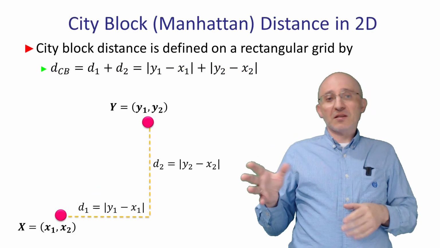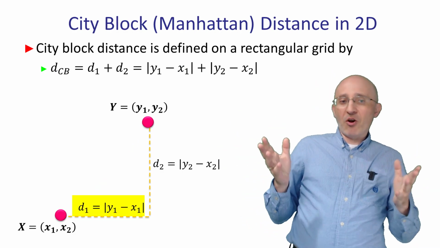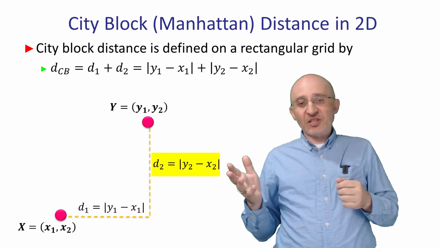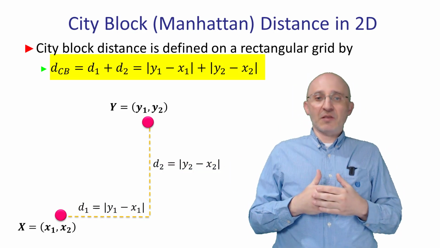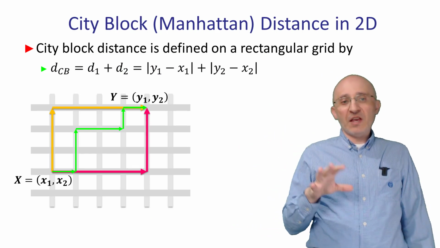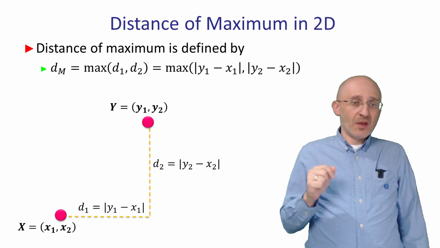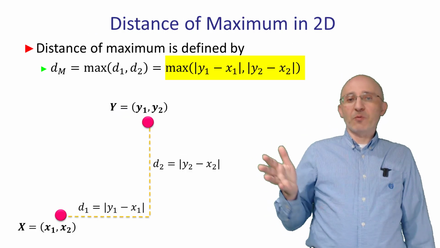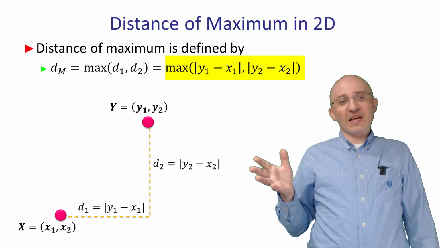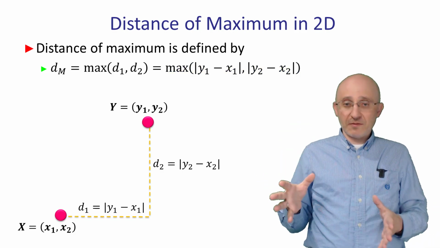For city block distance, we need to compute the sum of absolute differences in both dimensions. The absolute value of y1 minus x1 plus the absolute value of y2 minus x2 will be the difference that we are looking for. Note that it doesn't matter by which trajectory you are moving from point A to point B on a rectangular grid. The distance always will be the same. Another popular distance is the maximum of the absolute differences of y1 minus x1 and y2 minus x2. This distance tells you in which dimension you need to travel the most.